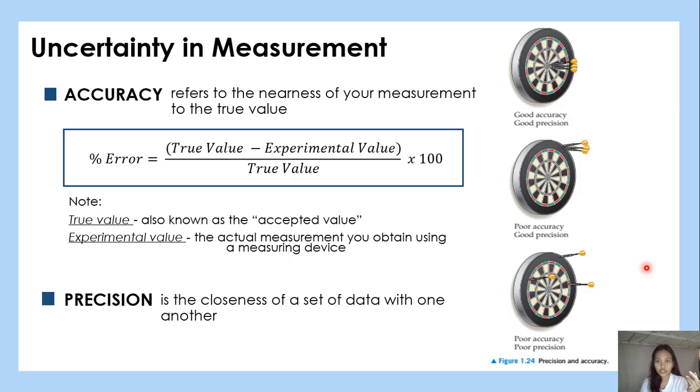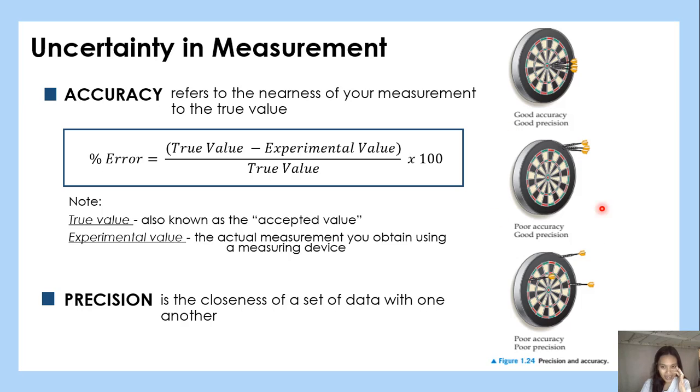In the first picture, this is defined as good accuracy and good precision. Good accuracy because all of them are in the center of the dart, which represents the true value or the accepted value. When we play darts, we always aim for the bullseye. It is also good precision because all three darts are close to each other, all attached to the center. That is why they are precise and also accurate.